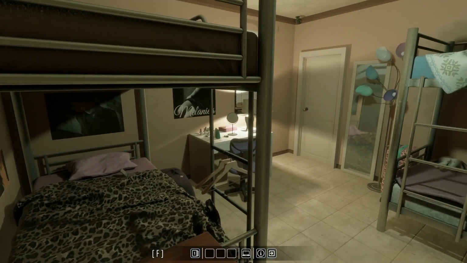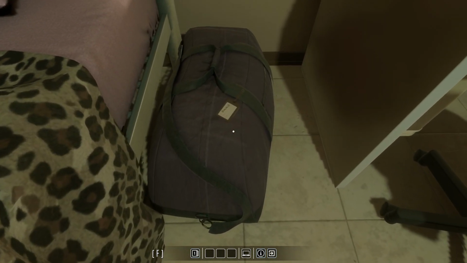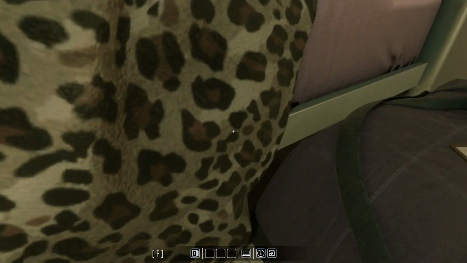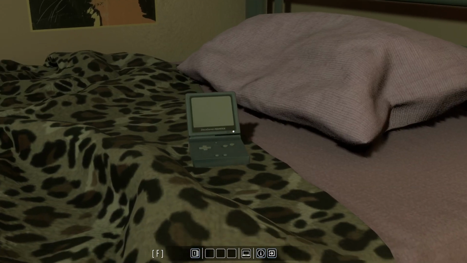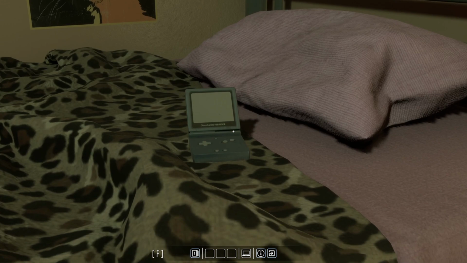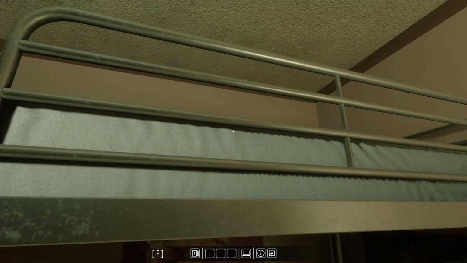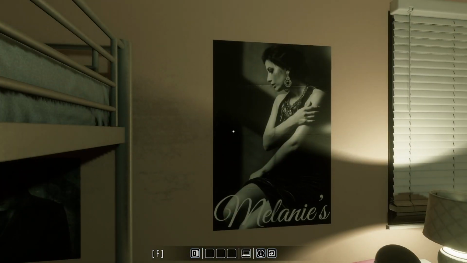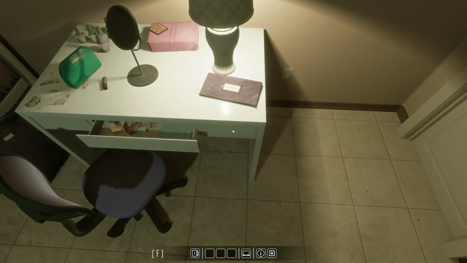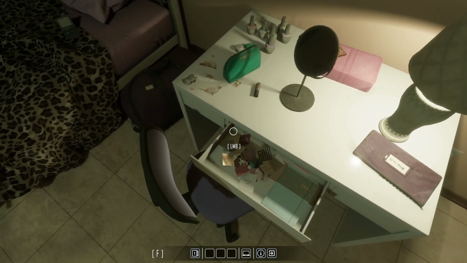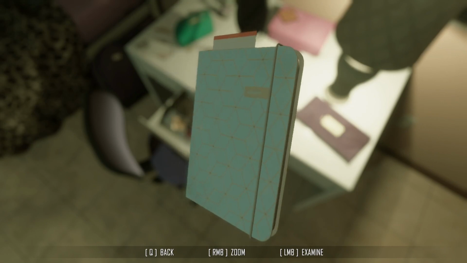Can't interact with that. Game Boy Advance. Well, Disco Games Advance. Nice handheld device. I did enjoy that. I think I have it somewhere in working order. Come on. Here we are.